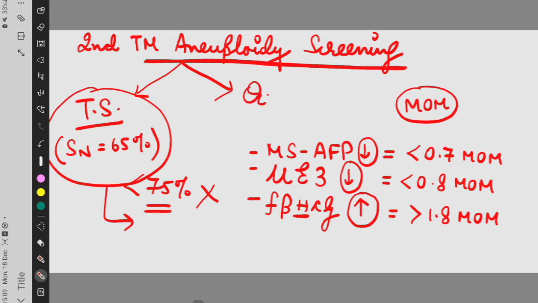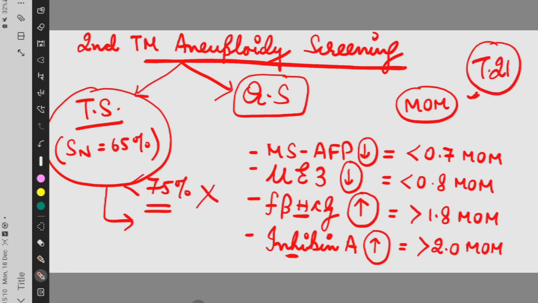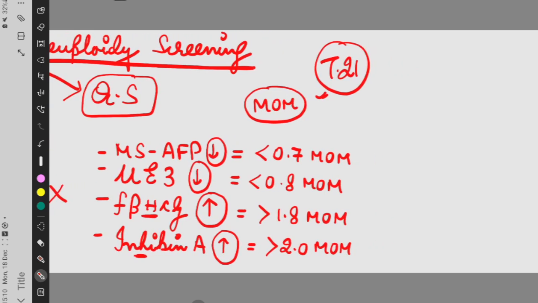Similarly, when you go for quadruple screening, you add one more serum analyte, and that is inhibin A. Inhibin A also has an H in it, so it also rises if there is trisomy 21. If it is more than 2 multiples of median, it has a significantly increased risk of trisomy 21. So till now it is very clear what serum analytes we do.